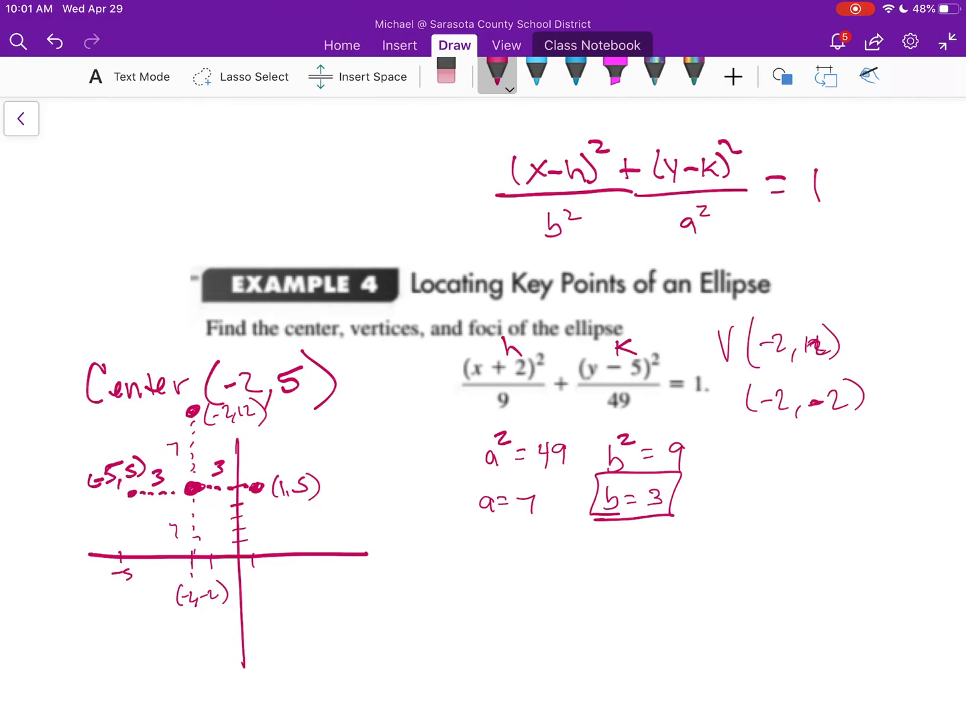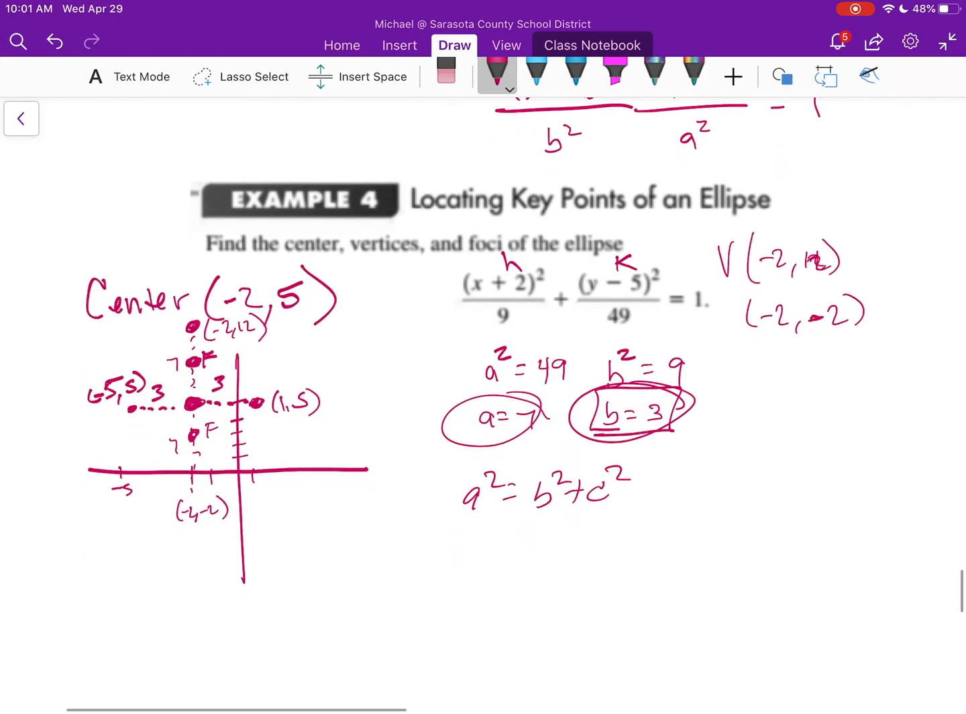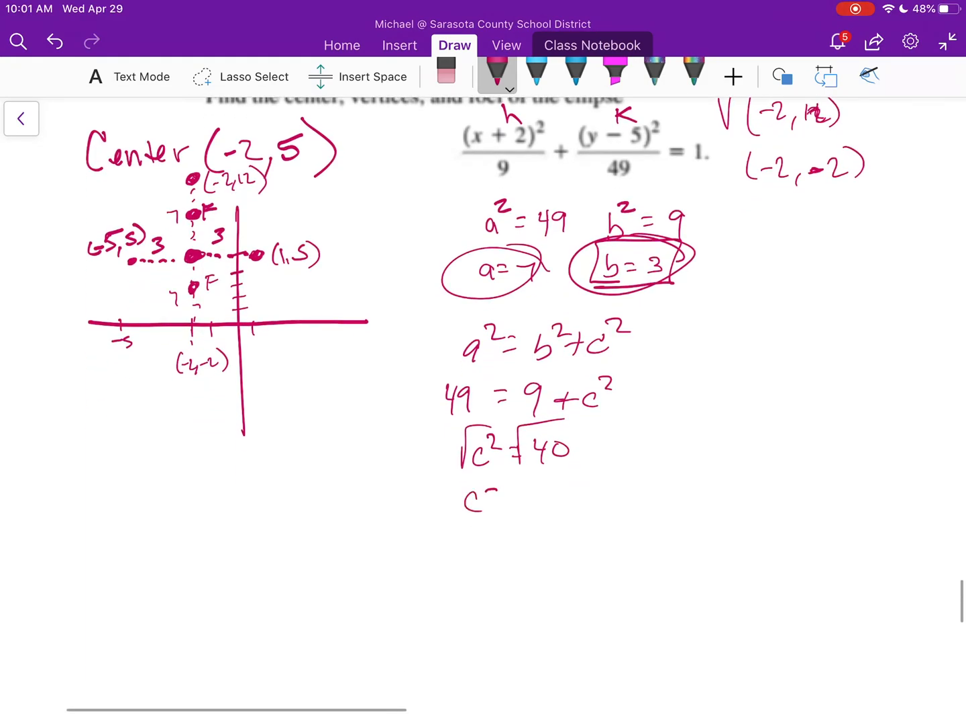Well, what's true about our ellipse is that our Pythagorean identity says that using this a, this b, and then c representing the distance from center to the focus points, I can say that a squared equals b squared plus c squared. Well, a squared was 49, b squared was 9, and we want to find out what c squared is. So c squared equals 40, square root both sides. You get c is going to end up equaling plus or minus, now I'm going to go ahead and simplify this radical, 2 square root of 10.